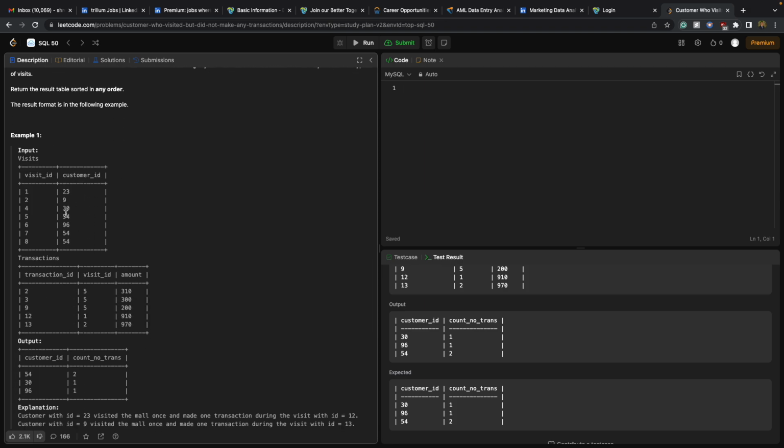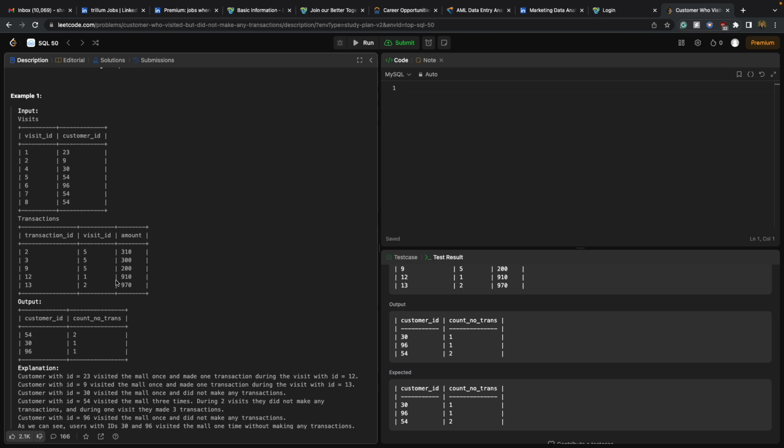They've given a little example here of the two tables, and here we can see the visit IDs 5, 1, and 2 are the visits that made a transaction. We're trying to find the IDs that did not make a transaction, so those would be everything except 5, 1, 2, so it would be 4, 6, 7, 8. So that's 54, 96, and 30. Alright, so let's jump in to get the code.